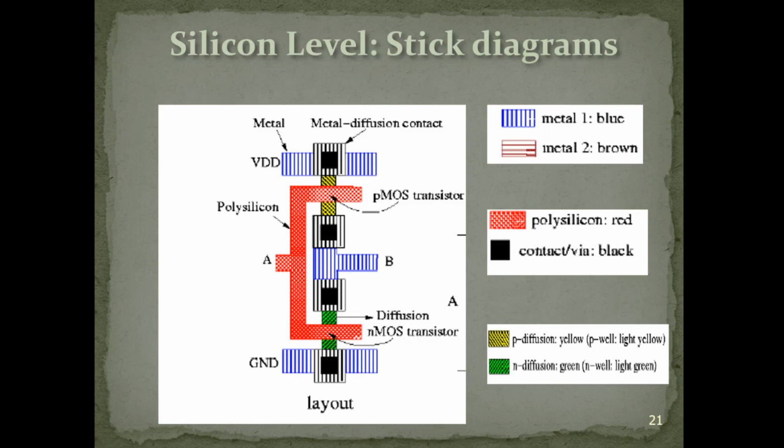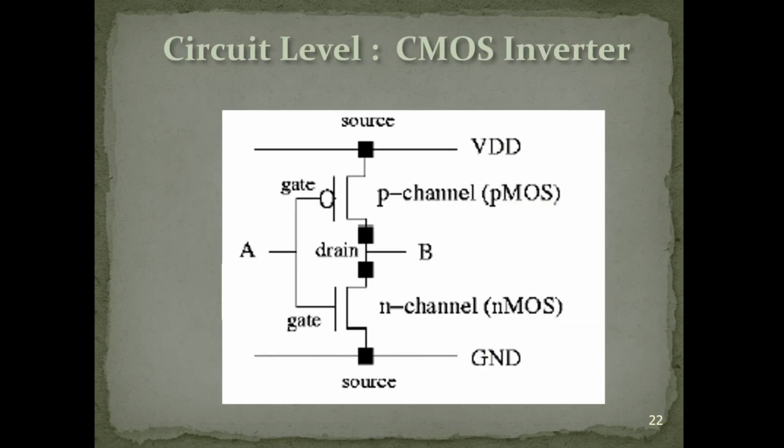So this is the so-called stick diagram. Again, we're not really interested in all that. This is just an example to give you an idea what an input or an output at the silicon level might look like. If we go one step higher and look at the circuit level, the same component that we've seen previously at the silicon level is now shown here at the circuit level.